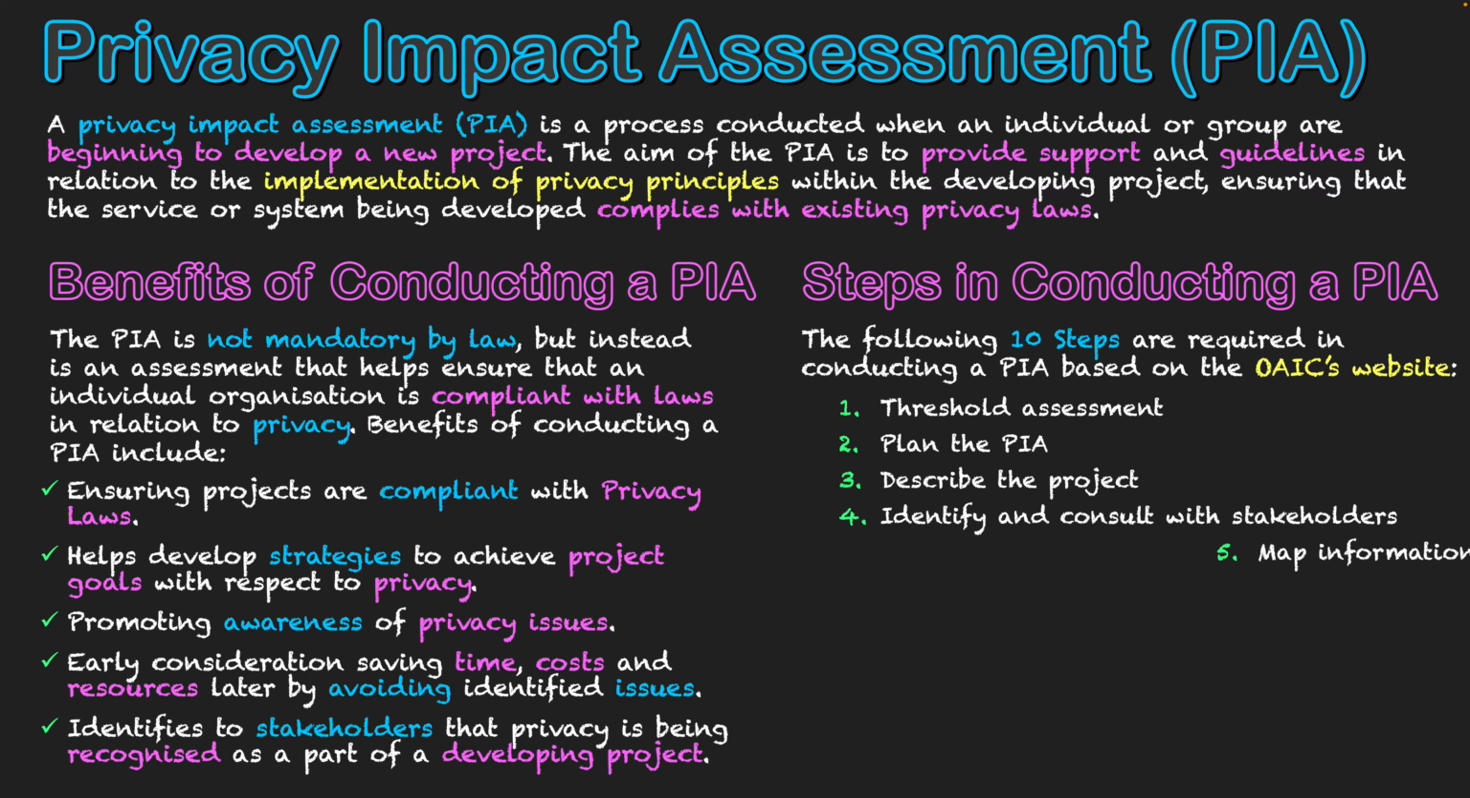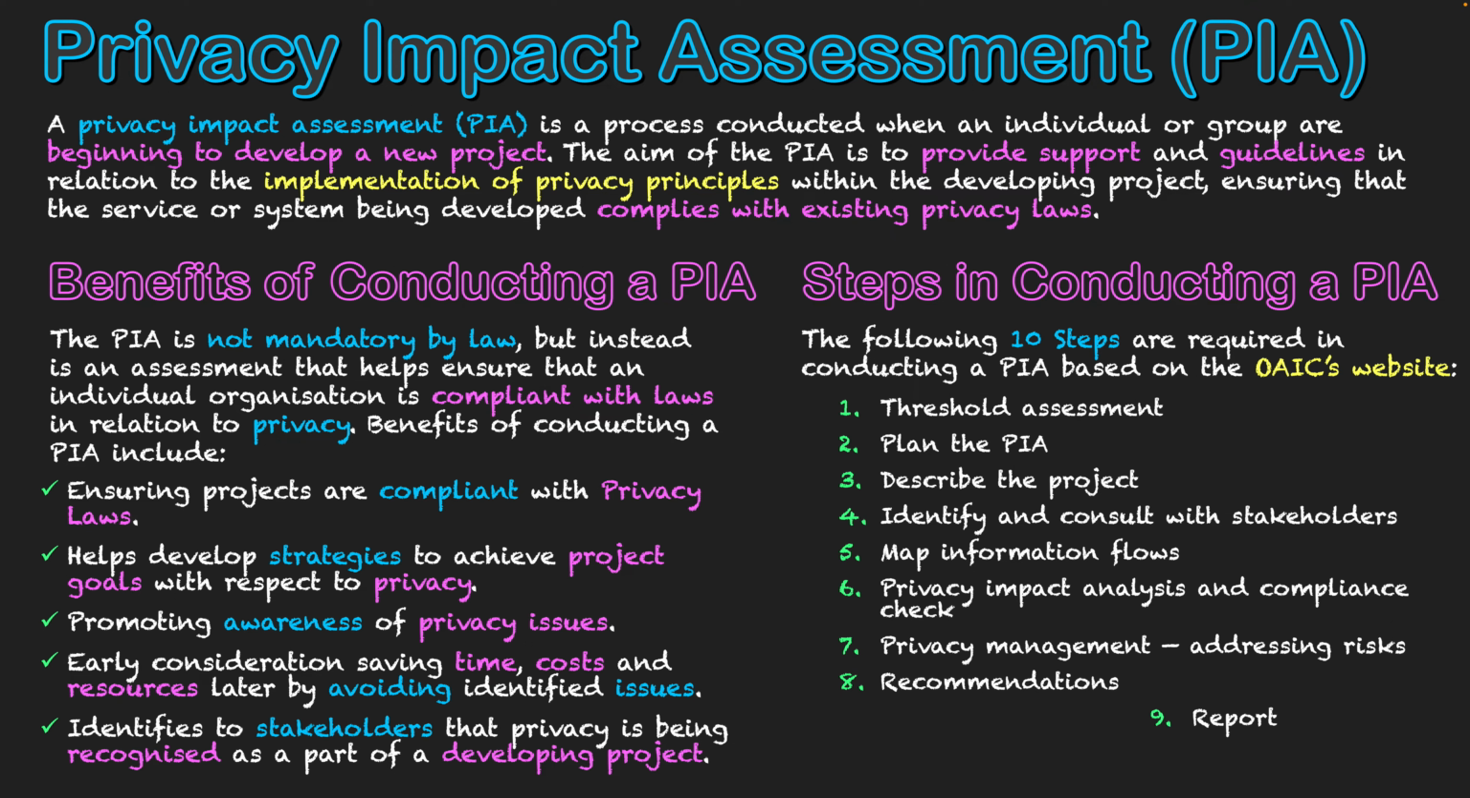There's 10 specific steps listed on the OAIC's website, and I'll just go through them quickly now. So there's the threshold assessment, then there's planning the actual PIA, how you're going to do it, describing the project that's going to be developed, identifying and consulting with stakeholders that you're doing the PIA and trying to get information from them, mapping out information flows, because that will hopefully show if, when information moves from point A to point B, is it at risk of leaking or going through an unsecured channel?